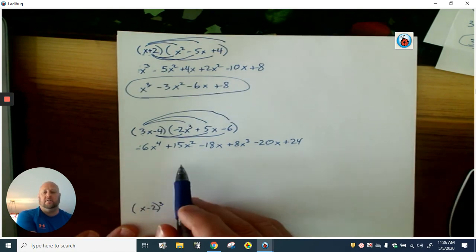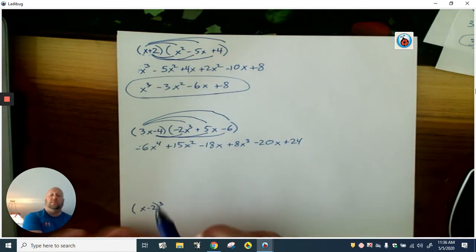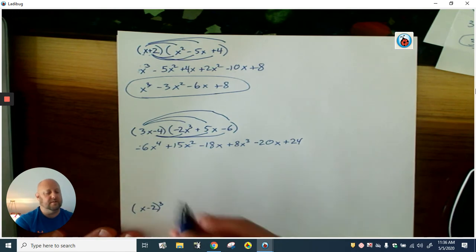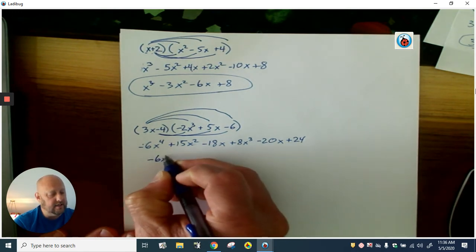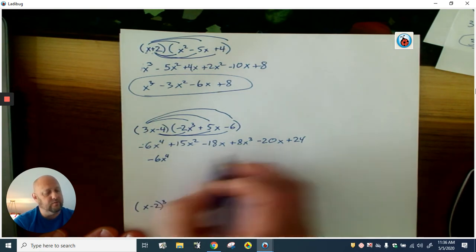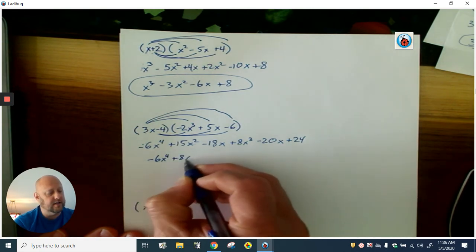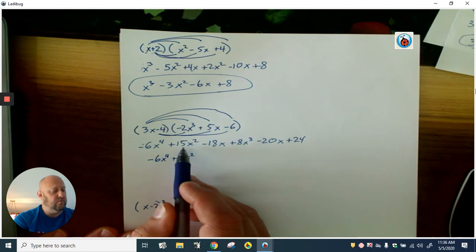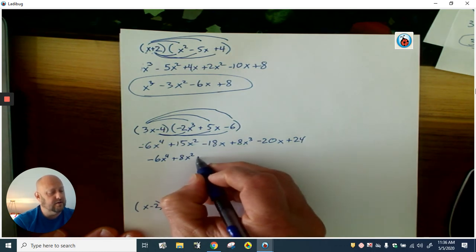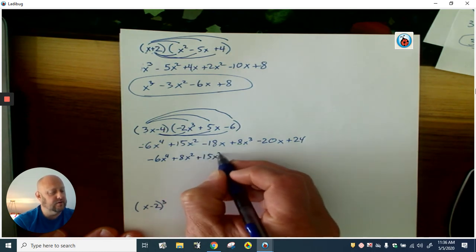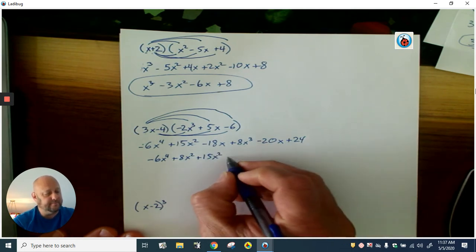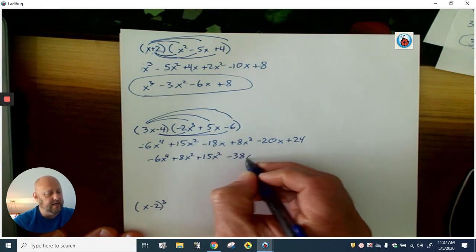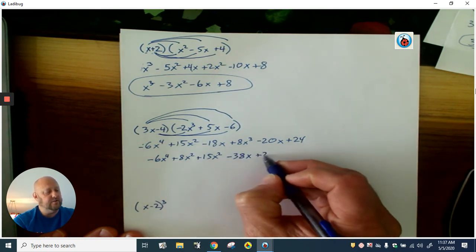And now again, we look to just combine like terms, and we also want to put them in order, just to put it in standard form here. So we only have the 1, the negative 6x to the fourth. We only have the 1x to the third, so we put that next. We only have the 1x squared, so we put that next, the 15x squared. We do have 2 single x's, so we combine those. Negative 18, negative 20 makes negative 38x's. And then we just have that 24.